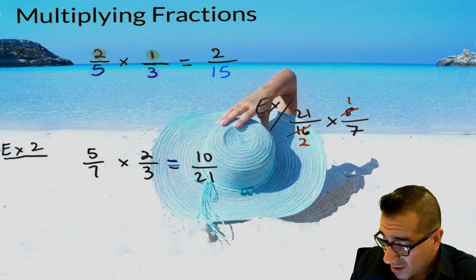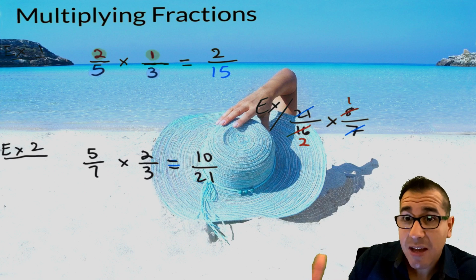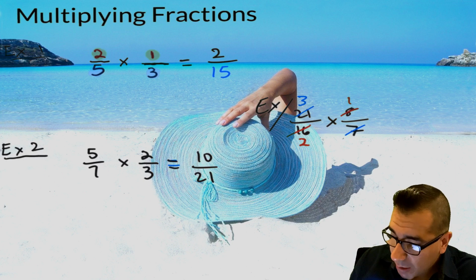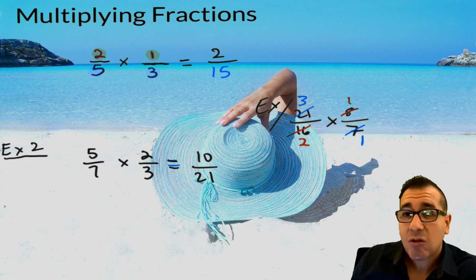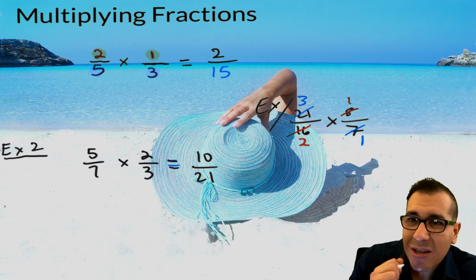And then likewise, the 21 and 7, I could divide both of those numbers by 7. So 21 divided by 7 is 3. 7 divided by 7 is 1. So what we did is we made the numbers smaller. So when we multiply, it's much easier.